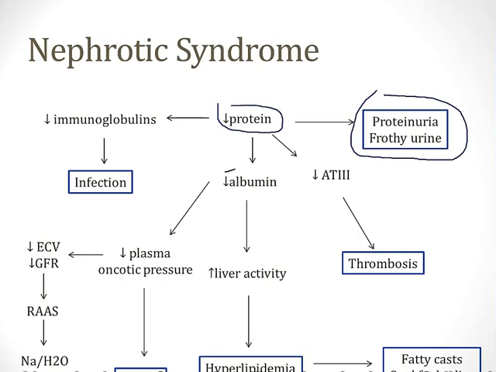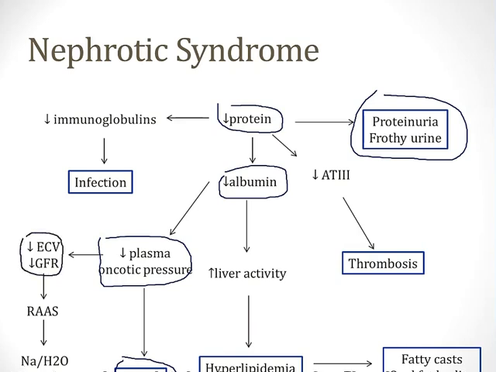Now, the loss of protein will lead to the loss of albumin. And when you have low albumin, you get low plasma oncotic pressure. This means that fluid will leak out into the interstitium, and that will cause edema. You also get edema from another mechanism. The loss of plasma oncotic pressure leads to a reduction in extracellular volume and a reduction in glomerular filtration rate. This is going to ramp up the renin-angiotensin-aldosterone system and lead to sodium and water retention. So that is also going to contribute to the edema. There are two mechanisms by which you get edema in the nephrotic syndrome.